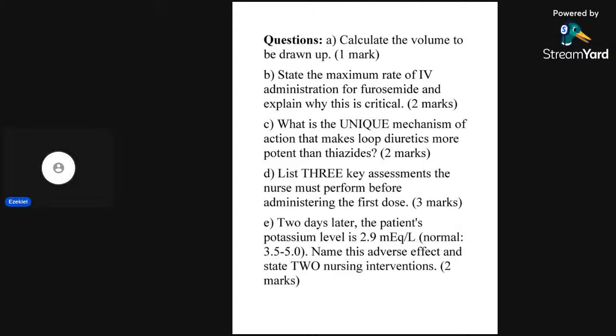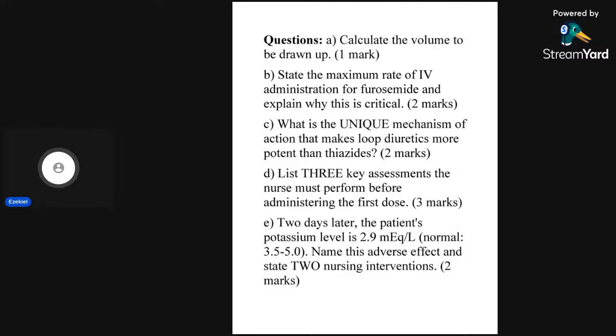List three key assessments the nurse must perform before administering the first dose. So class, I remember telling you that there are some important things that those electrolytes do in the body. For example, I told you some of the electrolytes are responsible for contraction of the heart. So if furosemide is causing them not to be reabsorbed, there's going to be a problem for that particular patient, especially when it comes to their cardiovascular physiology.